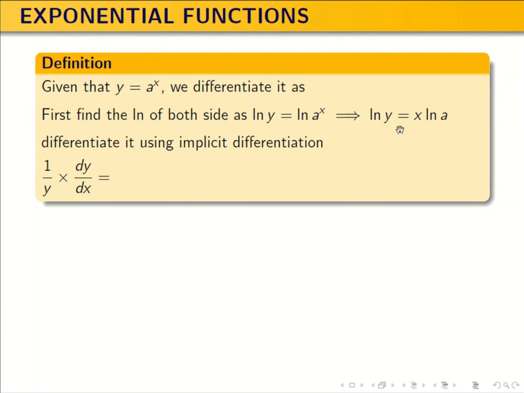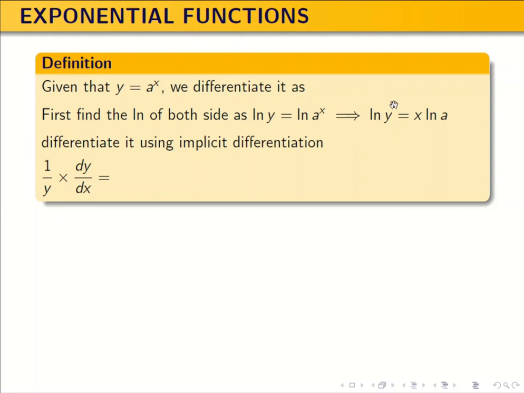So if I have this, then I can differentiate through the whole of this implicitly. So we differentiate it using implicit differentiation. Mind you, we said you have to take the log of both sides. If I take the log of both sides, it becomes ln y equals ln of a to the power x, and this gives ln y equals x ln a. Mind you, the log is a logarithm to the base e. I hope you understand.